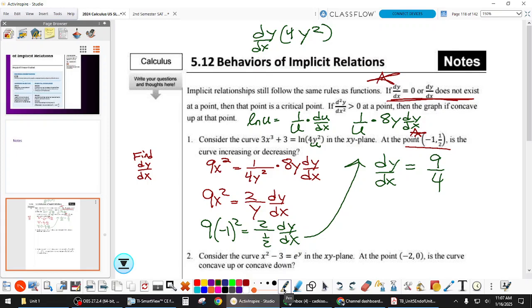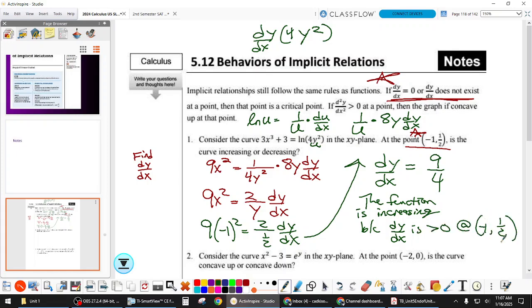How about you? Well, because I already saw it, so I understand. Okay. So it's increasing because our derivative at that point is positive. So in terms of justification, we still have to say the same thing. All right. Any questions on that one now?